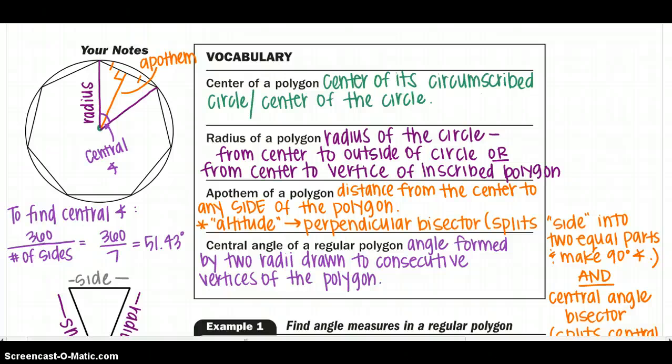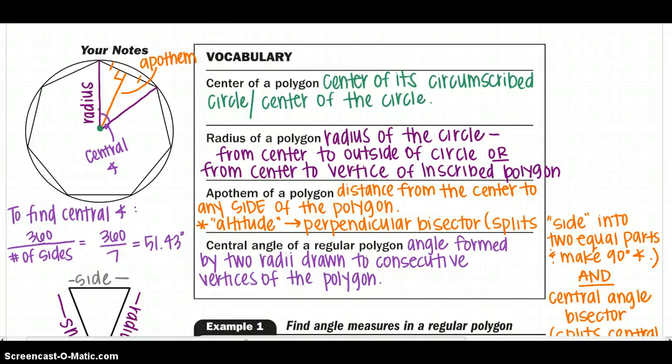So our first vocab word is the center of a polygon, and it's going to be the center of the circumscribed circle, and I think about it as just the center of the circle. So if we didn't have that figure inscribed in the circle, we would still have the center like we've been talking about before. And I have actually labeled that with that green dot right there, so I've tried to color coordinate these vocabulary words in my picture.